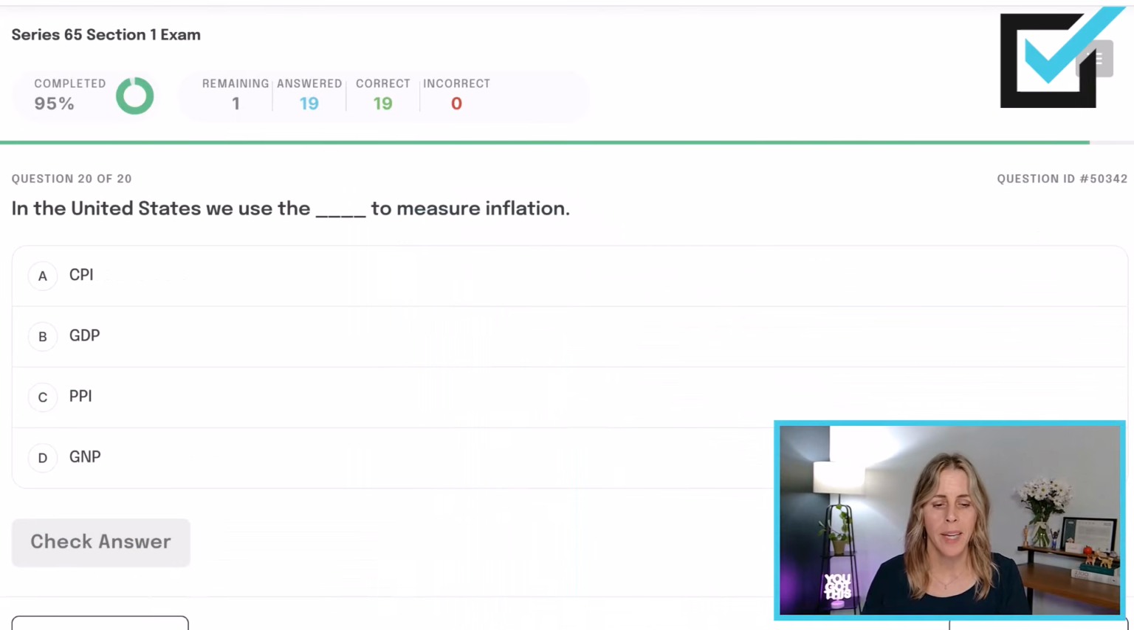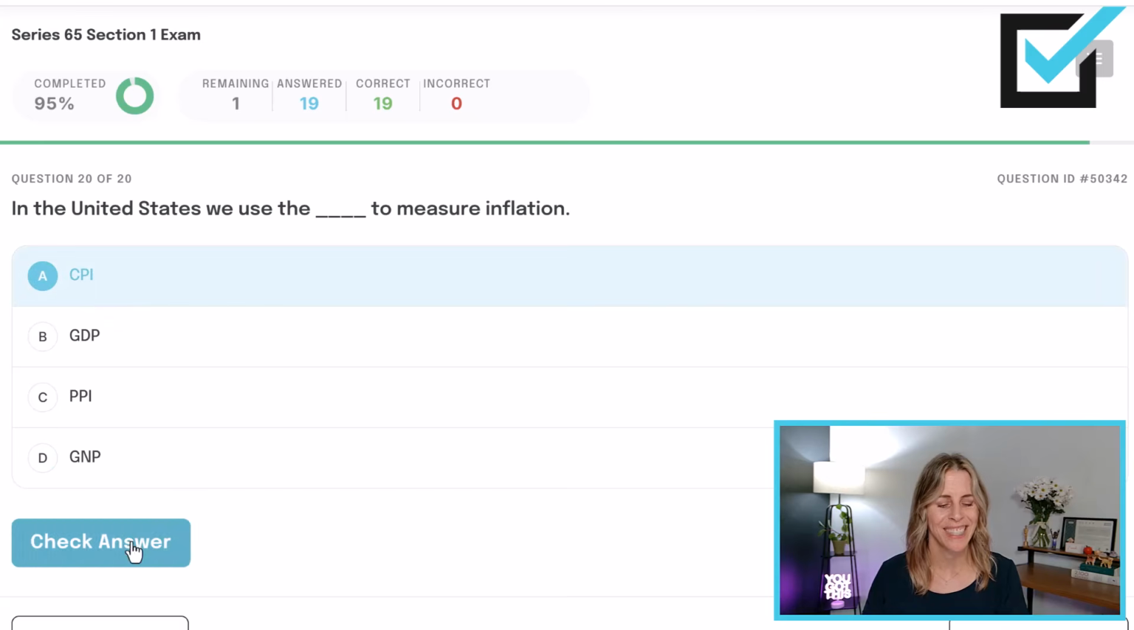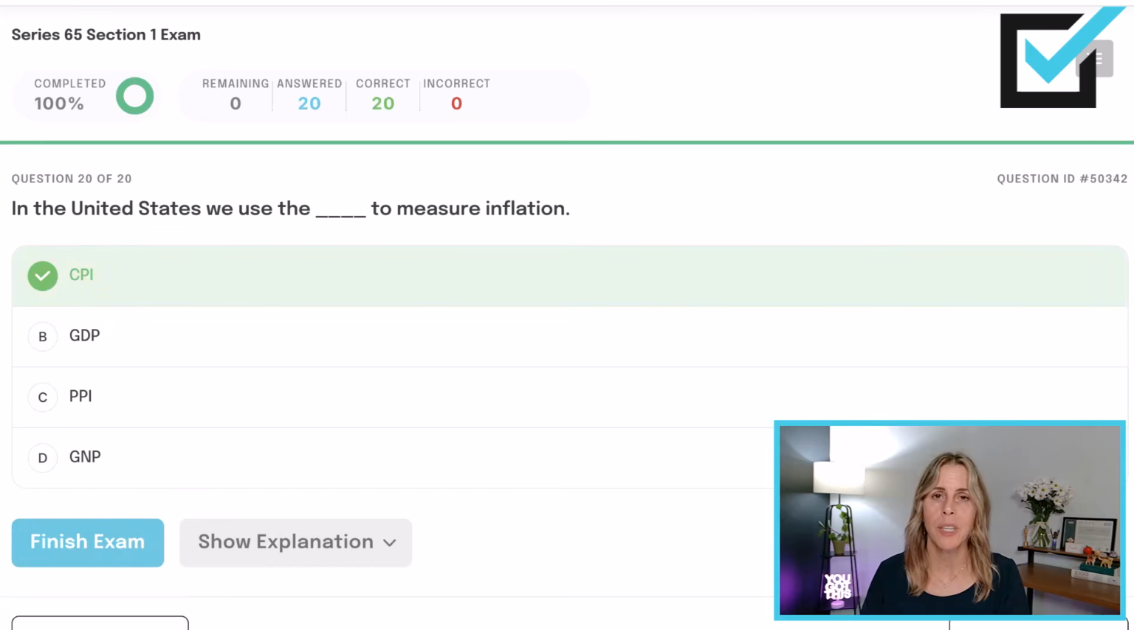In the United States, we use the blank to measure inflation. CPI, GDP, PPI, GNP. We use the Consumer Price Index to measure inflation. It measures the cost of a basket of goods, same basket of goods in all these different cities across the United States. When things get more expensive, then we have inflation. PPI is on the producer level, and certainly the CPI, there's lots of different CPIs that you can look at beyond the scope of this test.